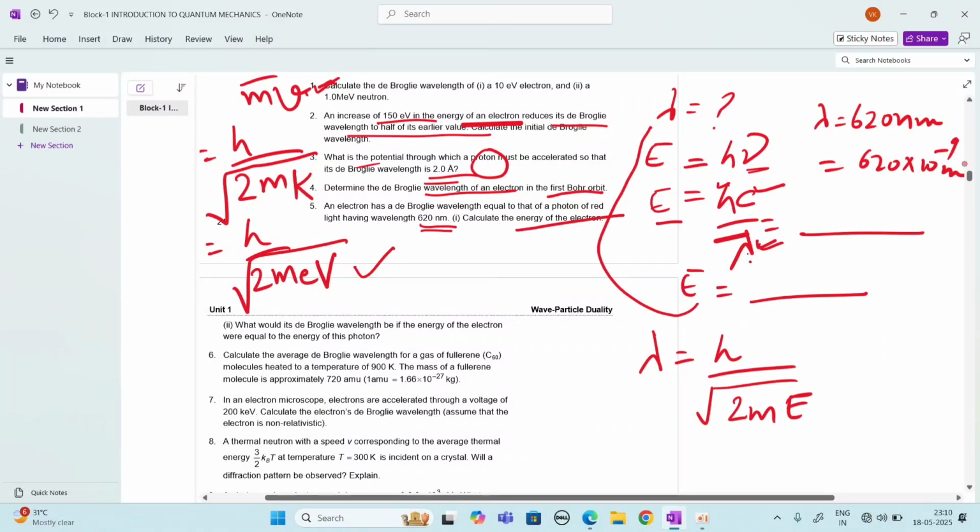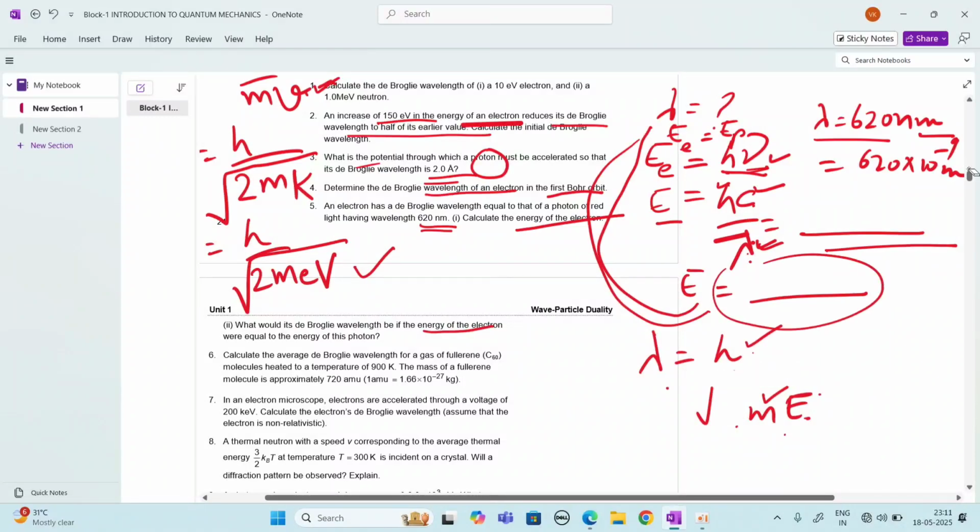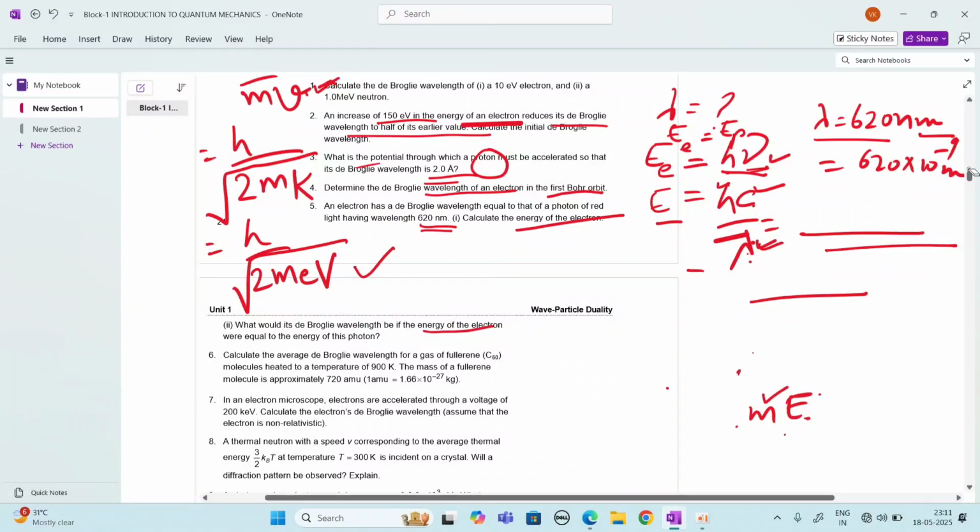ओके, सो यहाँ से हमने स्टार्ट करना है। हमें क्या दिया हुआ है कि इलेक्ट्रॉन की एनर्जी फोटोन की एनर्जी के इक्वल है। और फोटोन की एनर्जी का फॉर्मूला होता है hν। और ν क्या होता है, c/λ। लैम्डा इज गिवन 620 nanometer. By substituting these values, we can calculate energy. And we will use this energy to calculate the de Broglie wavelength, lambda equal to h/√(2mE). m is mass of electron, h is Planck's constant, and energy that we have already calculated. So this was the question number 5.